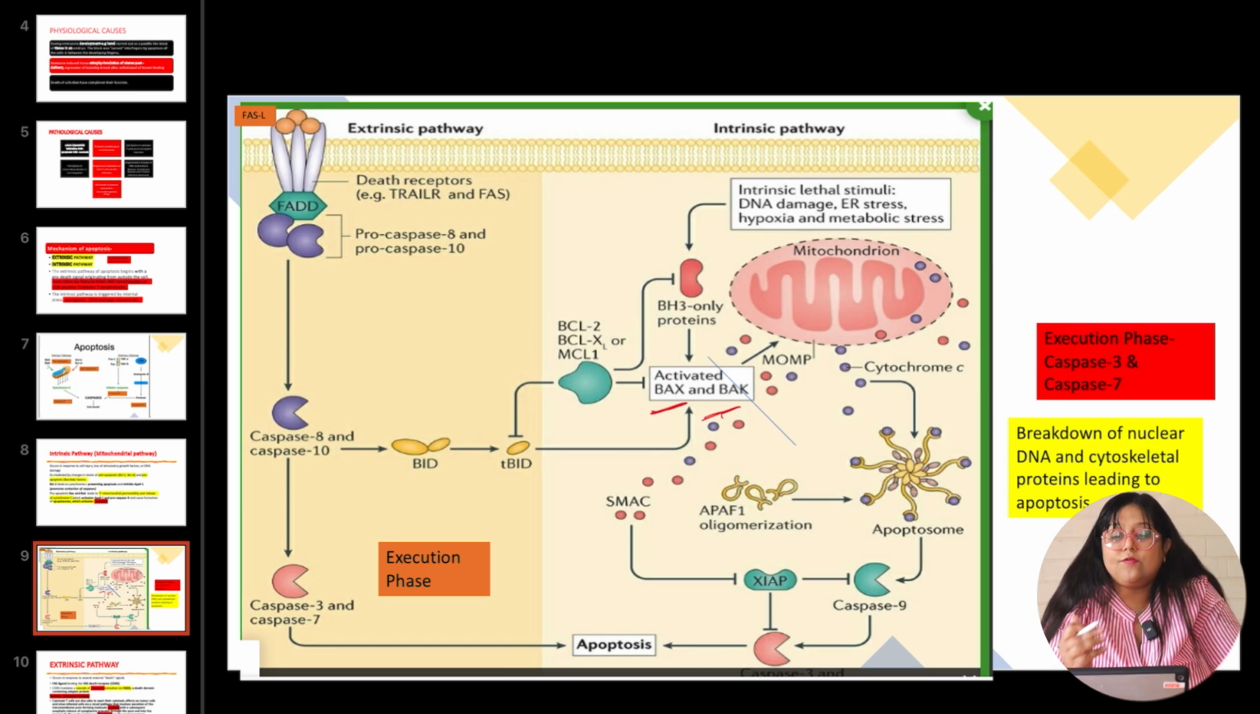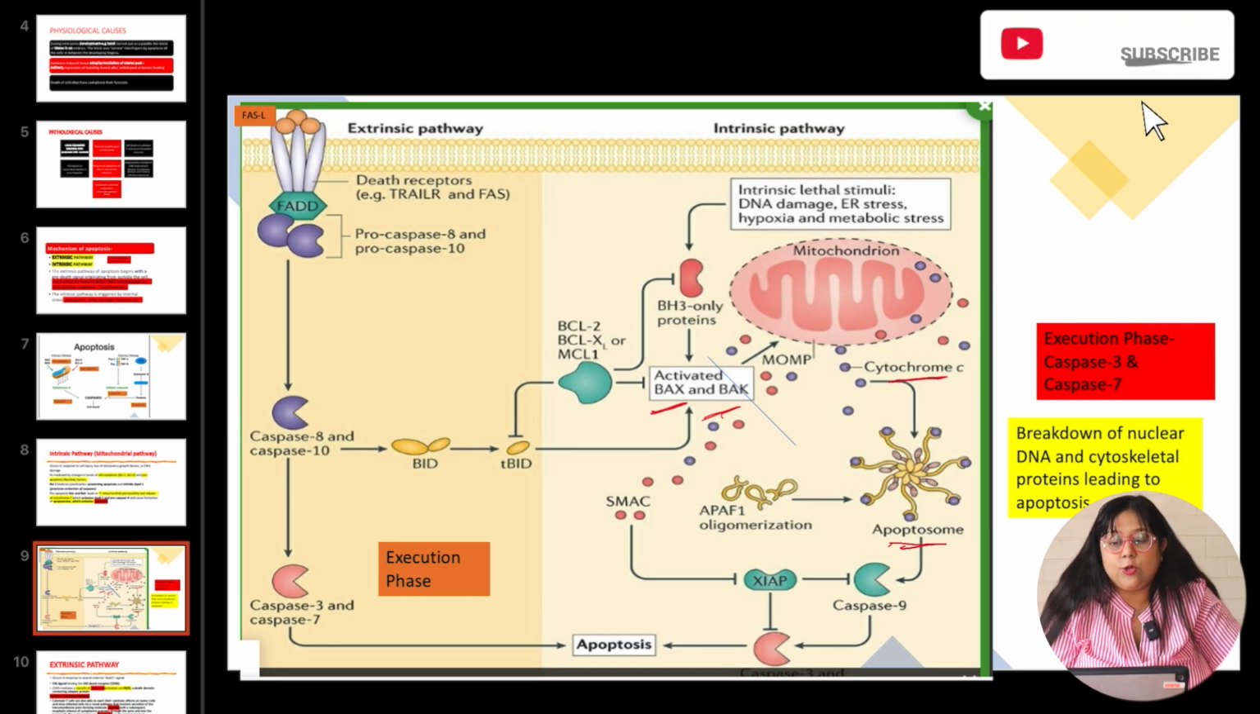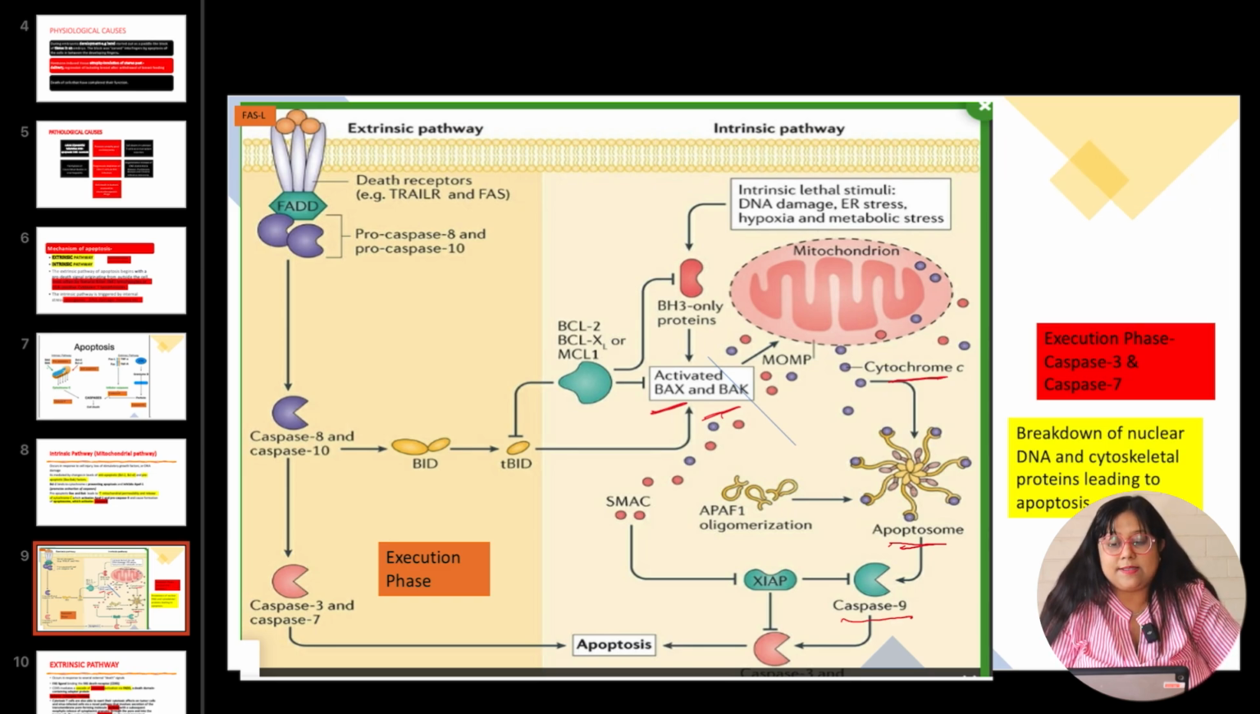The initiation phase of the intrinsic pathway, from the release of cytochrome C to the activation of caspase 9, is the initiation phase of the intrinsic pathway. After the initiation phase, there is an execution phase. So what happens in the execution phase? This activated caspase 9 goes and activates caspase 3 and caspase 7. And these caspase 3 and 7 cause nuclear DNA degradation and degradation of the cytoskeletal proteins, which leads to apoptosis. So this was about the intrinsic pathway.